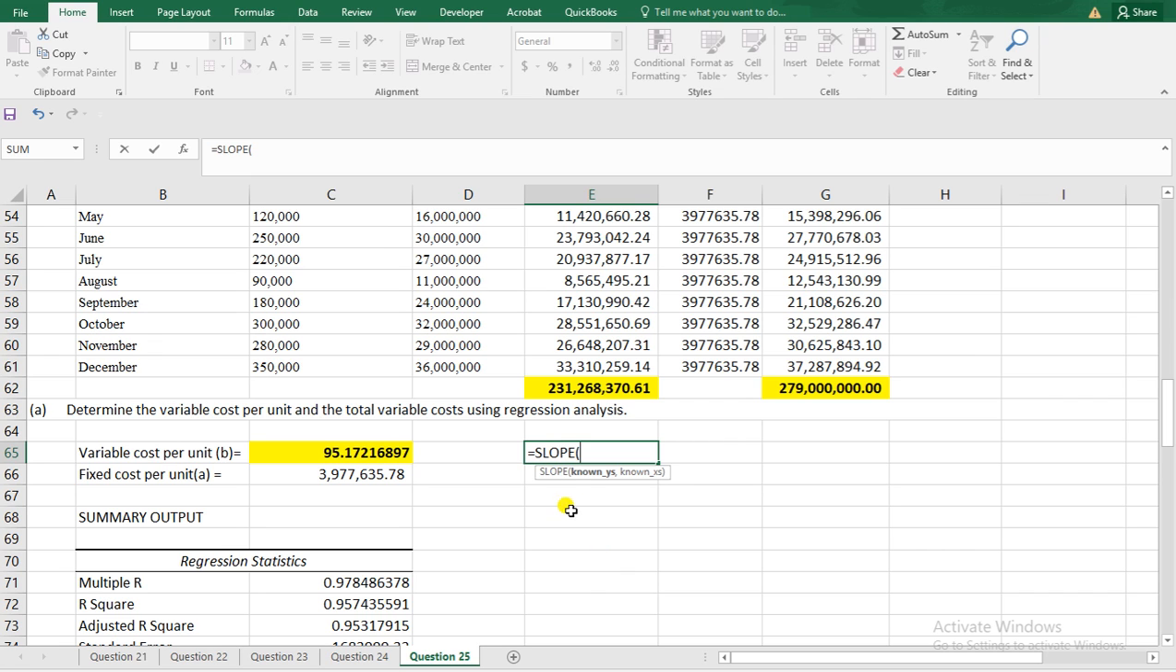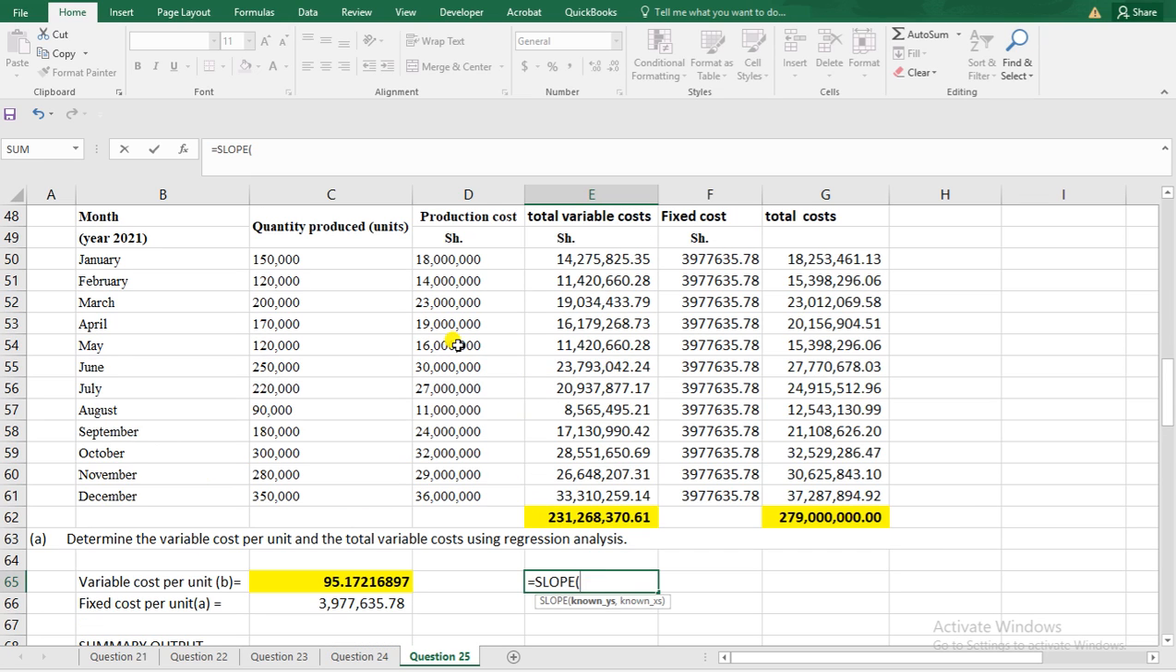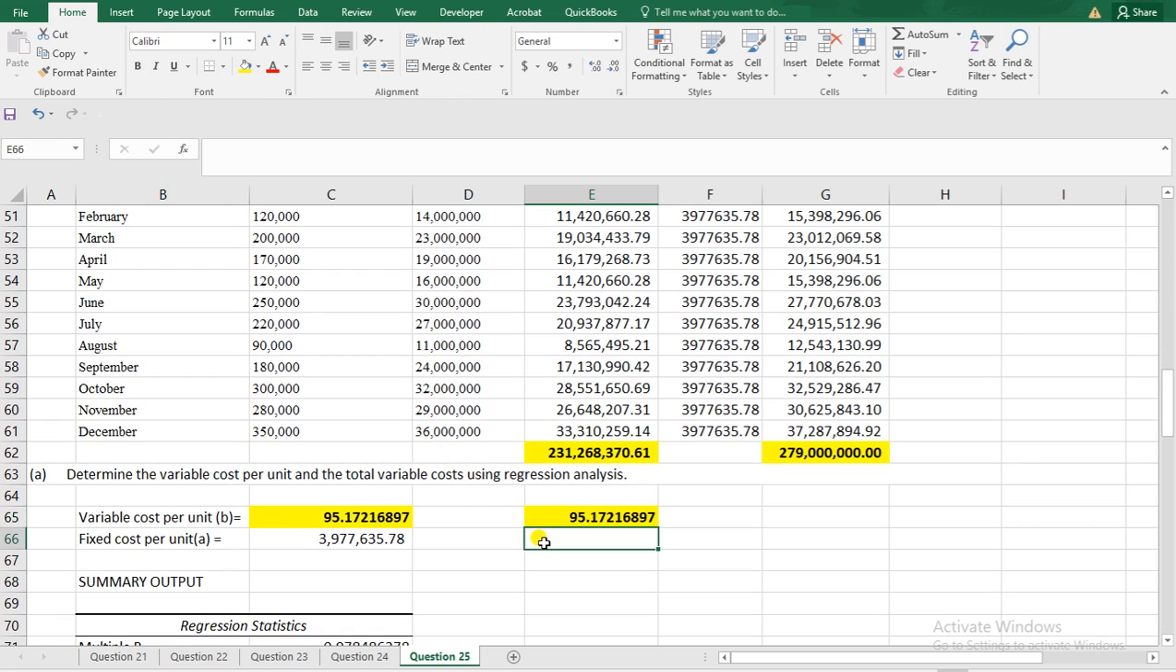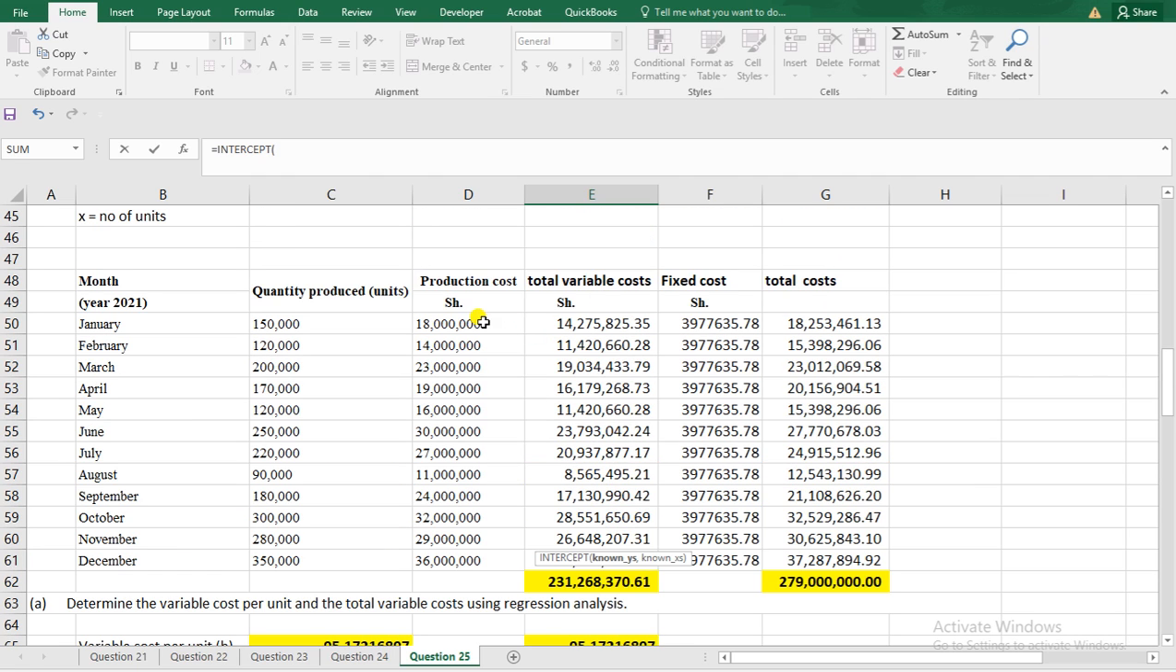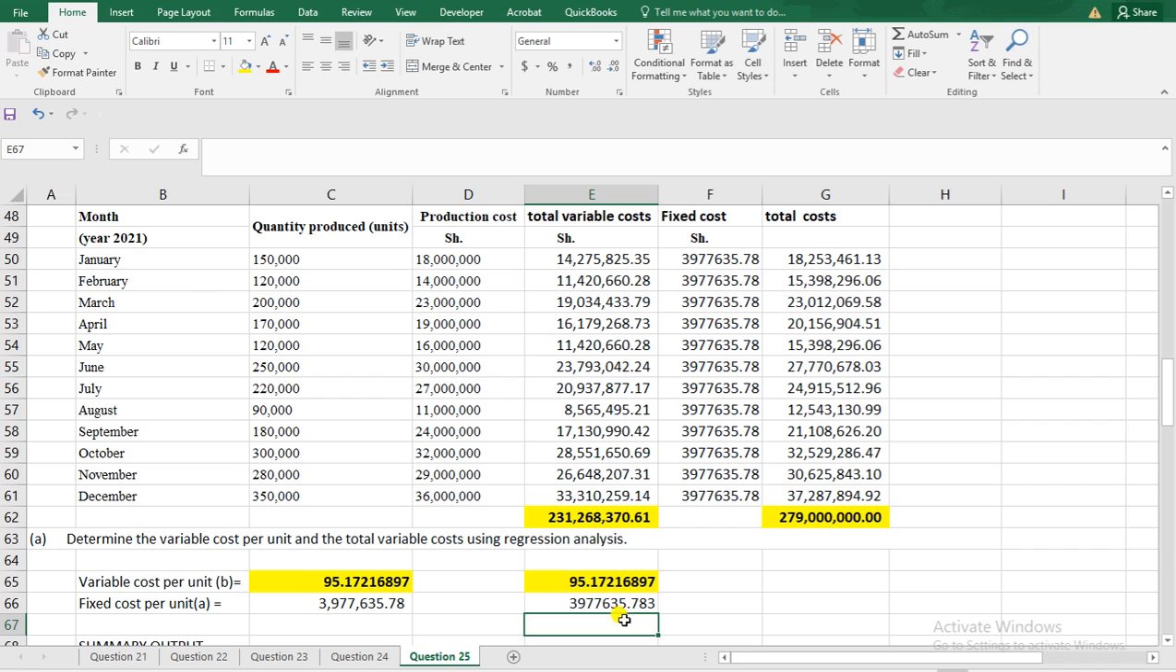I do tab. My known y's is basically the total cost, so I'll just be taking my total cost. My known x's are the number of units. Then the same value that you're determining appears. What about fixed cost? That will be simple because this is the intercept. So I just do intercept, tab, known y's total cost, comma, known x's, then enter. As simple as that, I have my values.